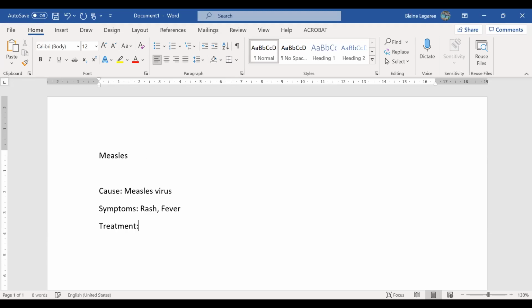Treatment. Treat the symptoms, unfortunately. So you get the person bed rest and fluids and those kind of things. If they have some sort of secondary infection or pneumonia, you're going to be treating that for whatever it is. And prevention, of course, is the vaccine. So that would be the MMR vaccine.